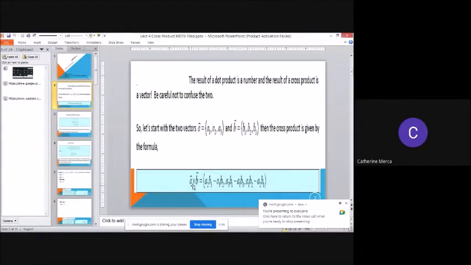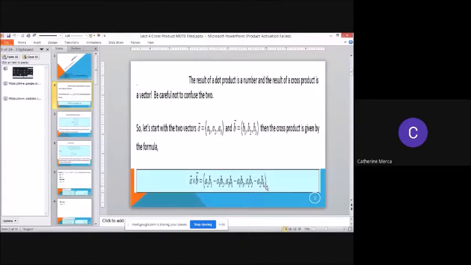So, usually, ito ang formula. A cross B is equal to A sub 2 B sub 3 minus A sub 3 B sub 2, comma. It's a vector, no? The next component is A sub 3 B sub 1 minus A sub 1 B sub 3, comma. And the last component is A sub 1 B sub 2 minus A sub 2 B sub 1. That's your A cross B.